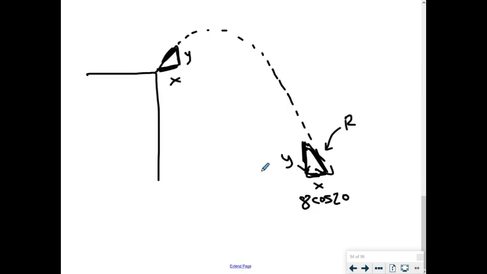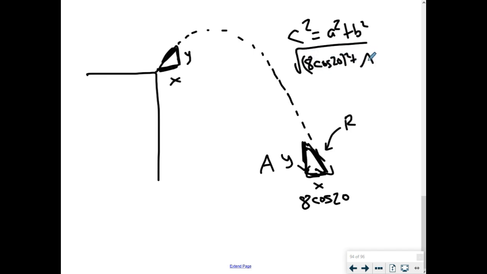So I actually have enough information to use my letter A stored in my calculator and solve using Pythagoras, c squared equals a squared plus b squared. I don't want just the y component or just the x component. I want the hypotenuse, which is the square root of 8 cosine 20 squared plus letter A squared, all square rooted. That will give me my resultant hypotenuse. And A, keep in mind, was about 17 meters per second. So let's try this: 8 cosine 20 all squared plus letter A all squared, square rooted.